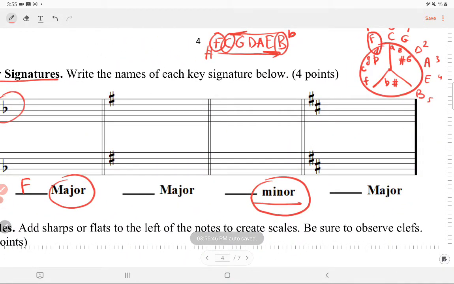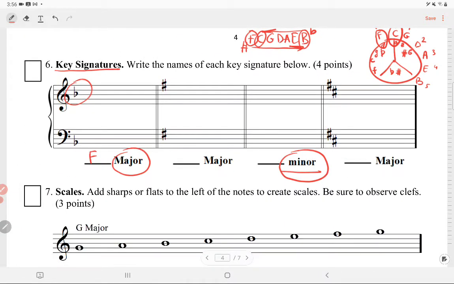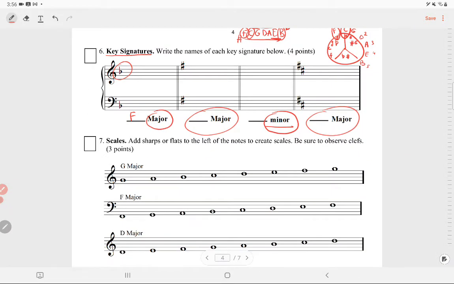And this one has 0 sharps or flats. So you have to find a minor that has 0 sharps or flats. So you have to start looking around this area, right? But inside of the circle, not outside. So figure out the rest, this one and this one. Okay, the same thing we're using to solve number 7. Add sharps or flats to the left. All the notes to create scales, be sure to observe clefs. Okay, clefs, we're talking about G clef or treble clef and bass clef, like this one.